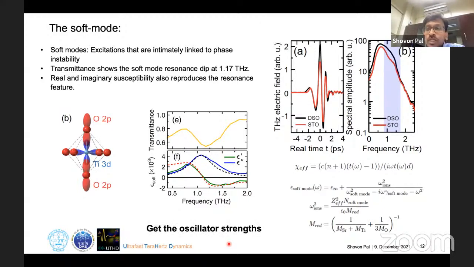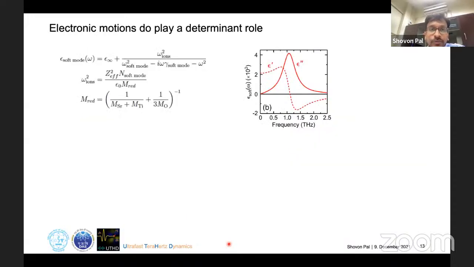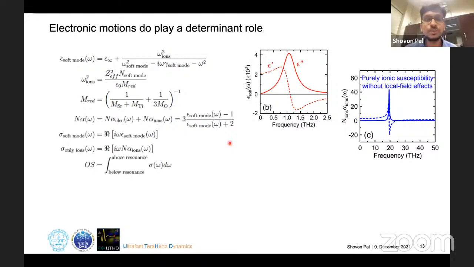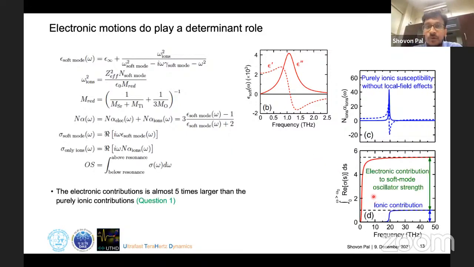So having located that, one would now like to look at the oscillator strengths. We tried to evaluate this, and we found that the oscillator strength corresponding to the ionic motion is very small compared to the electronic contribution in the material. If you take into account only the ionic contribution, without any electronic movement, you would end up with an oscillator strength of around 1 unit. Whereas if you take into account the hybrid mode, it is roughly on the order of 5 units, which is almost 5 times higher than the ionic contribution in the system.